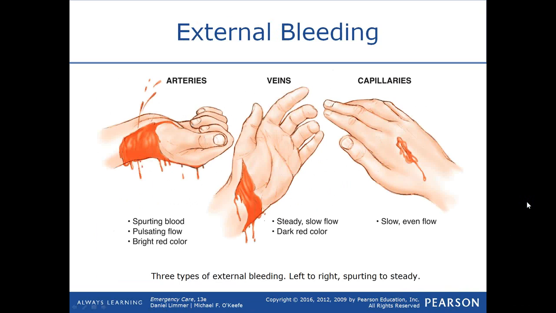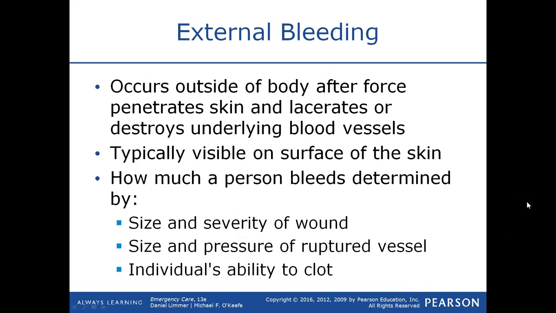Veins are low pressure, so it's more of a steady flow. Veins have deoxygenated, or oxygen-poor, blood, which turns a dark red or almost purple in color when it is not saturated with oxygen. And then capillary bleeding is a slow, even flow. It's usually bright red, but it's very slow and even and can easily be controlled with direct pressure.